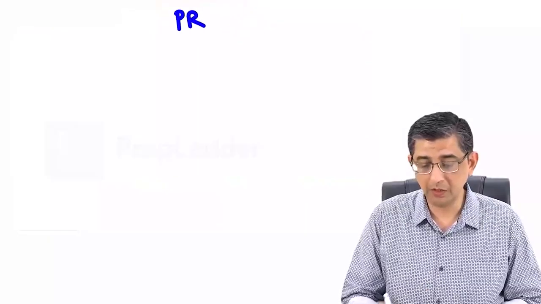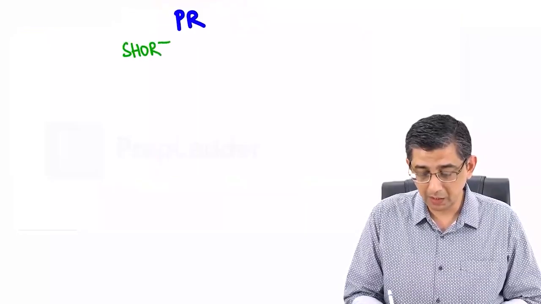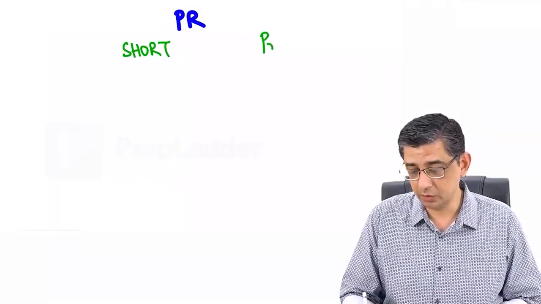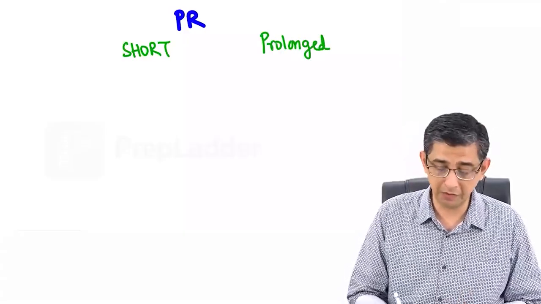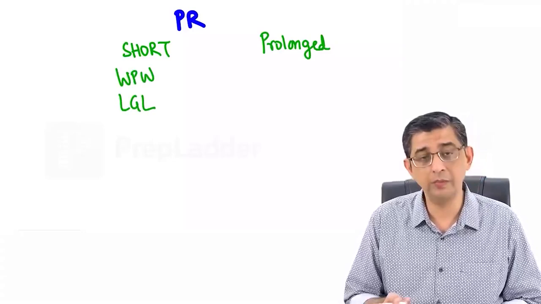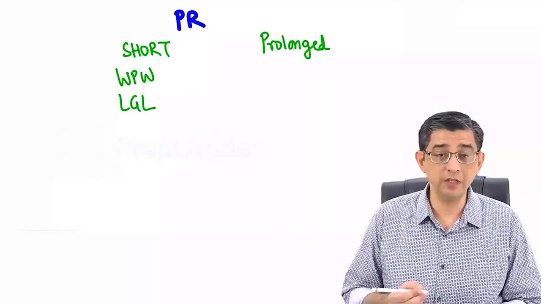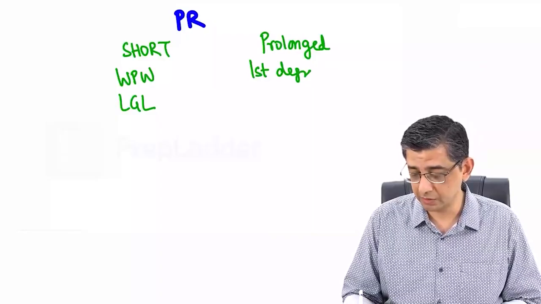Now, I have deliberately spent relatively more time on the PR interval. Why? Because questions can usually be asked on this topic. I have also subdivided the discussion into conditions having short PR interval and prolonged PR interval. So a quick revision for you. Short was discussed with respect to Wolff-Parkinson-White syndrome and Lown-Ganong-Levine syndrome. Whereas when it comes to prolonged, the first situation I described was first degree heart block.